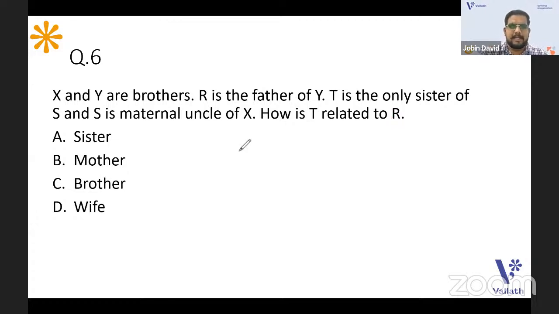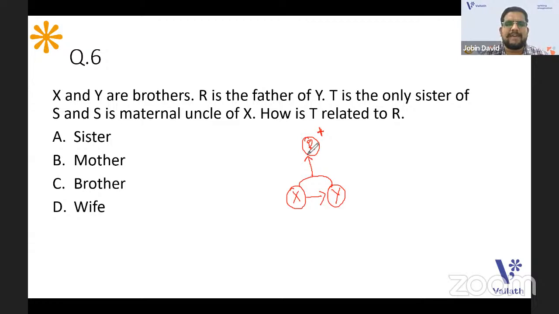So can we draw a family tree? What we have is X and Y are brothers, so X and Y are here in the same line as brothers. Now, R is the father of Y. If X and Y are brothers, then the father of X and Y is R. From that sentence you can give a plus sign to show it's a male. Since R is the father of Y, obviously he is the father of X also.